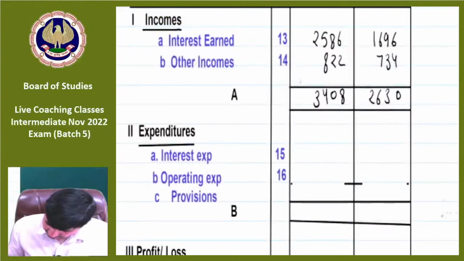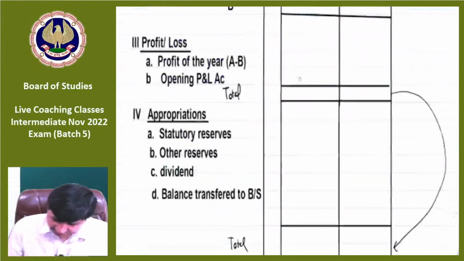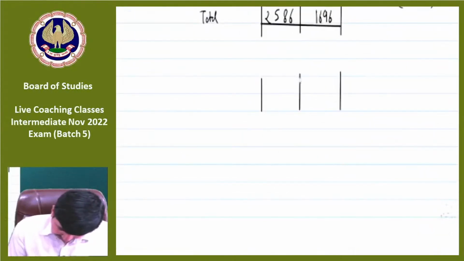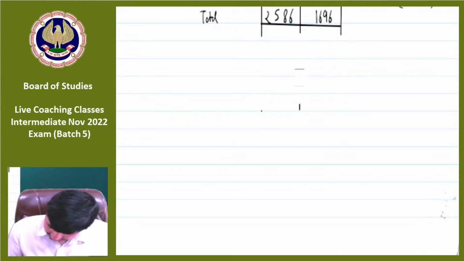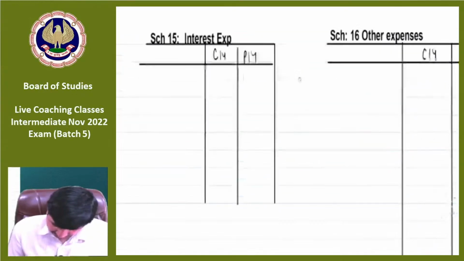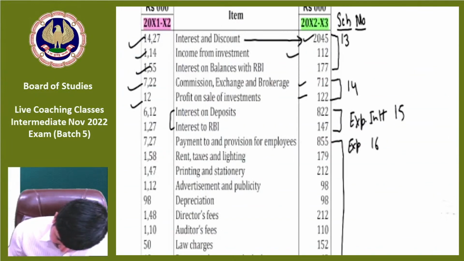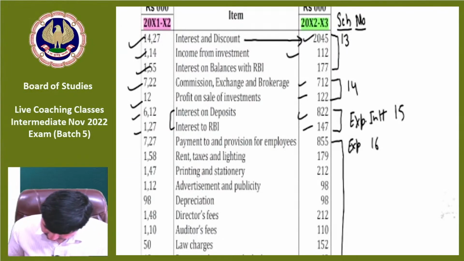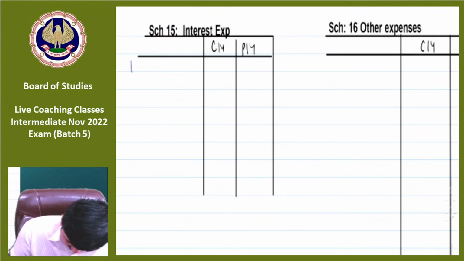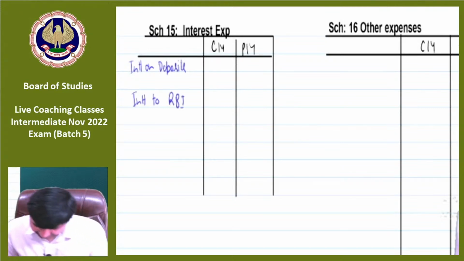Next one. Now we are going to prepare Schedule number 15, interest expense. So beta ji, please prepare the interest expense schedule. Where we have written, these are the interest expenses, interest on deposits, these are the past year figures, these are the current year figures. Okay, interest on deposits, interest to RBI. No further adjustments are there.